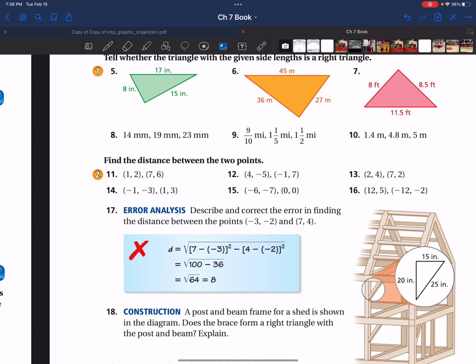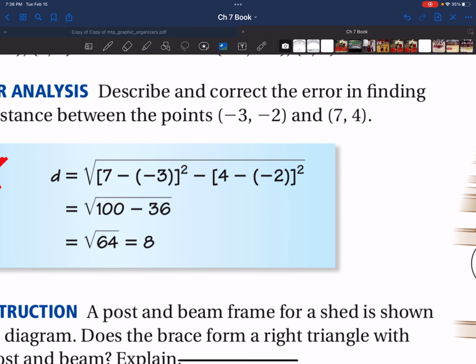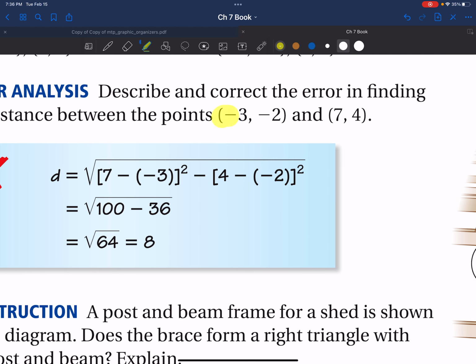Describe and correct the error in finding the distance between these 2 points, right here and right here. Okay, so there's a point, there's a point. Let's just take a look at what happened here. I'm going to actually get rid of my highlight, and I'm going to use my highlight to help me figure out where they put things. X's are going to be yellow, and let's have y's be blue. So they said distance equals the square root of. Okay, so they started with a 7 minus -3. So far, we're doing okay, honestly.